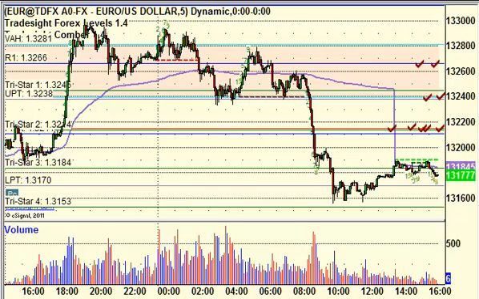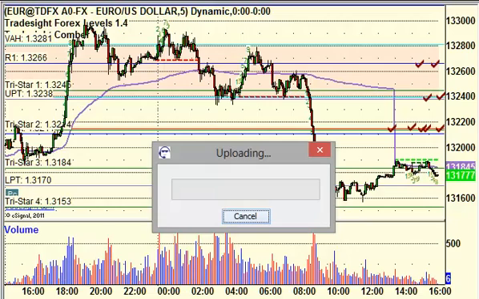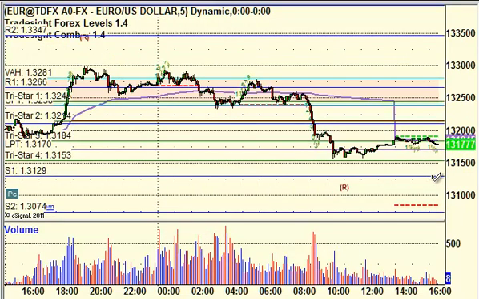And then the trade for strength in the dollar. If I slide this chart so you see a little more of it to the downside below, here's a look at this. We're going to go short under S1, which is down here. First target's going to be S2. That's 50 pips, and risking 20.